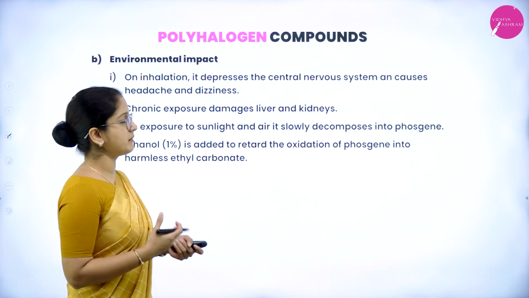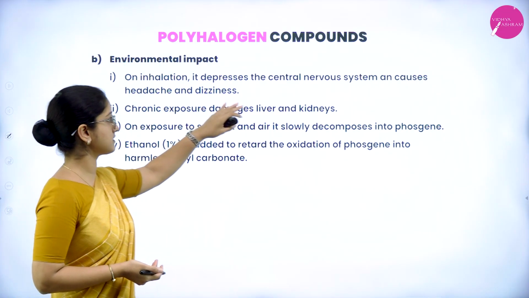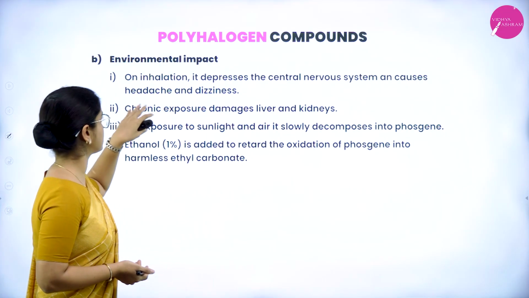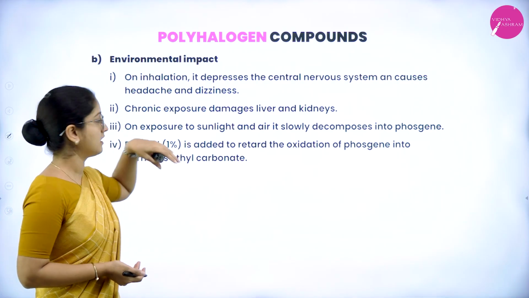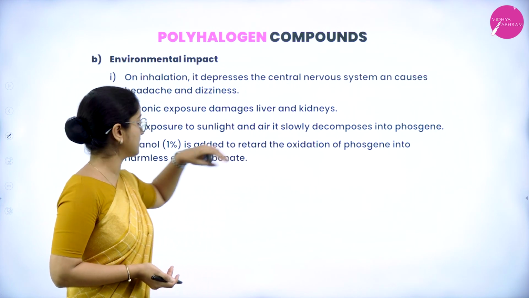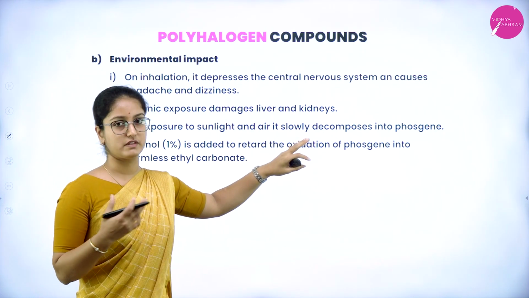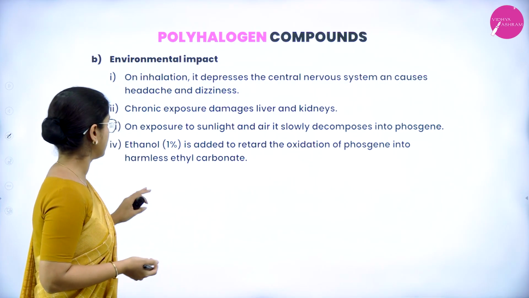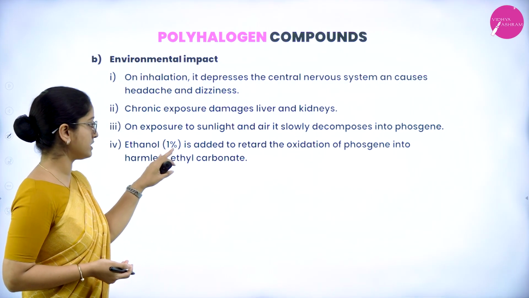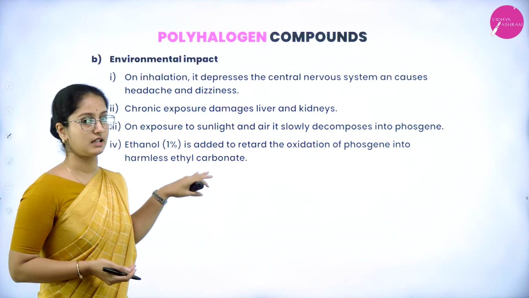Next, what is the environmental impact of chloroform? So on inhalation, it depresses the central nervous system and causes headache and dizziness. Then chronic exposure damages liver and kidneys. Then on exposure to sunlight and air, it slowly decomposes to give a poisonous gas, that is phosgene. So ethanol of 1% is added to retard the oxidation of chloroform into phosgene, converting it into harmless ethyl carbonate.